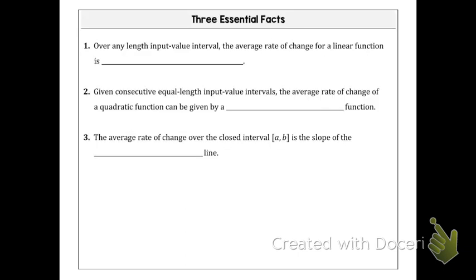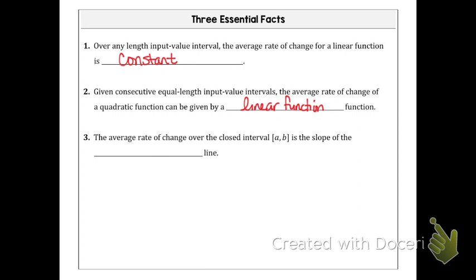All right, so 3 essential facts. Over any length input value interval, the average rate of change for a linear function is, and we said this earlier, going to be constant. Given consecutive equal length input value intervals, the average rate of change of a quadratic function can be given by a linear function. And we kind of just saw that because we saw those second differences. It was increasing by 2, which would be the slope of the average rate of change.